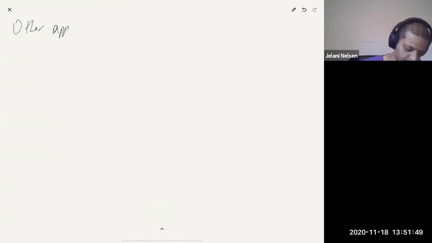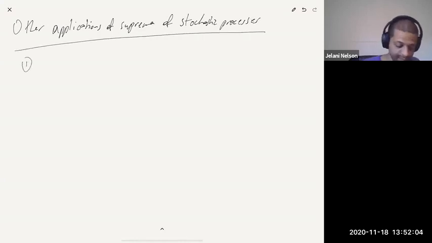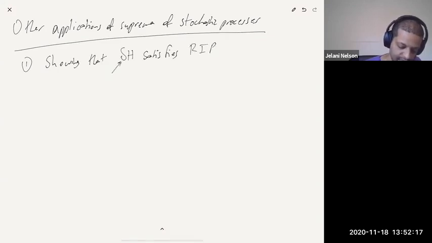Other applications of bounding the supremum of stochastic processes, like Gaussian processes or Rademacher processes. So one is showing that SH satisfies RIP. Here S is a sampling matrix, and H is Hadamard. You can also use the DFT.